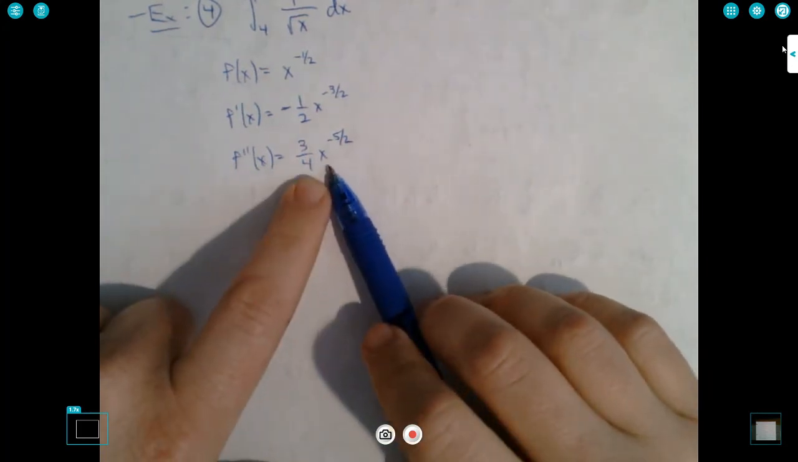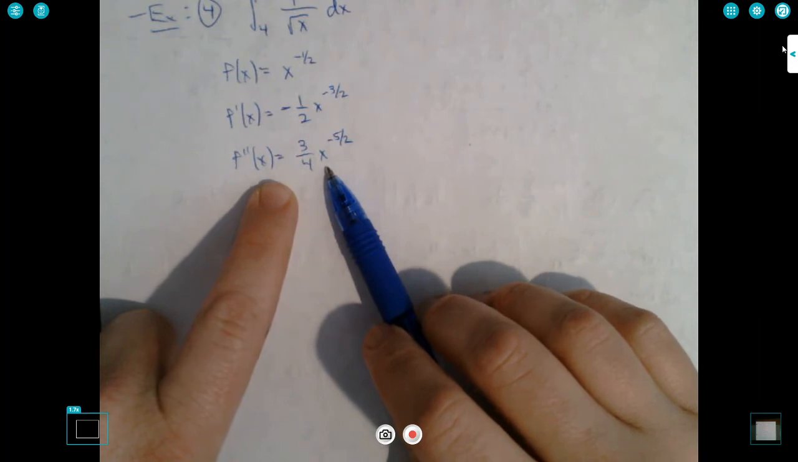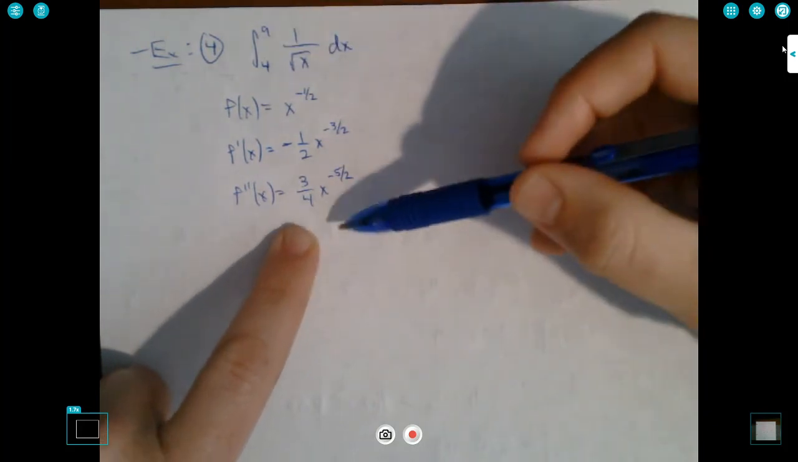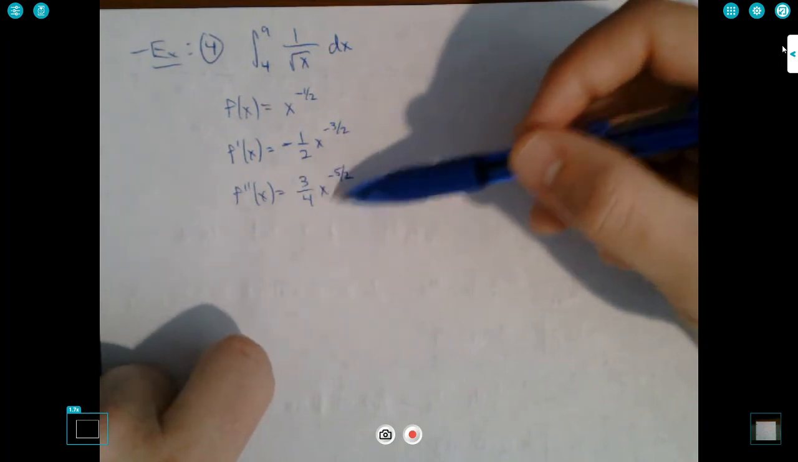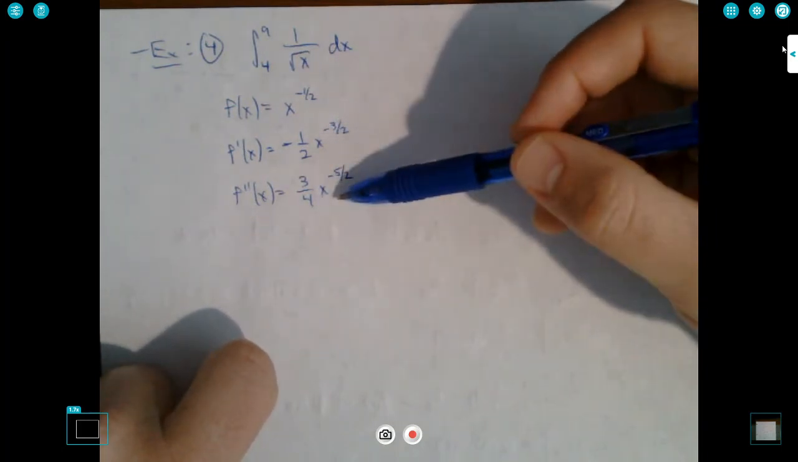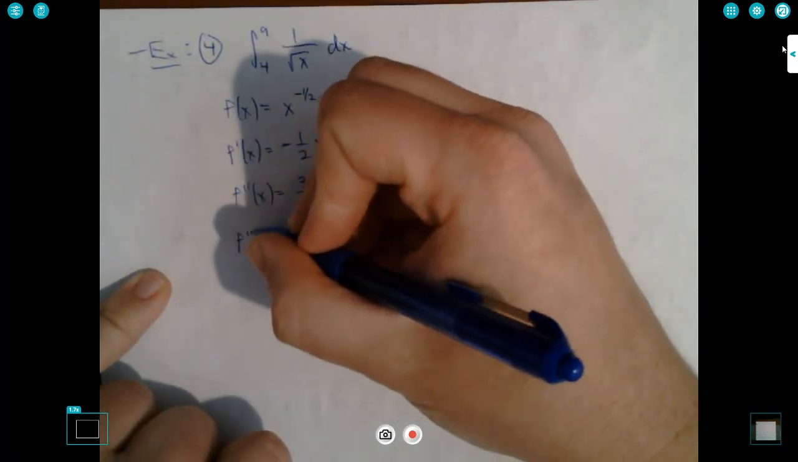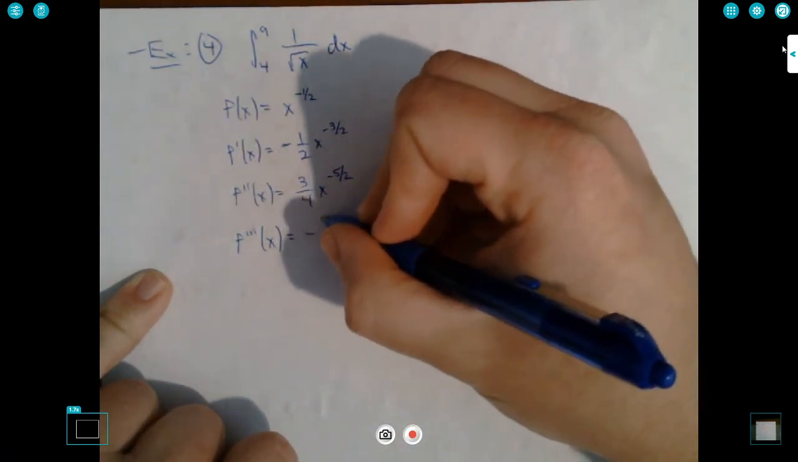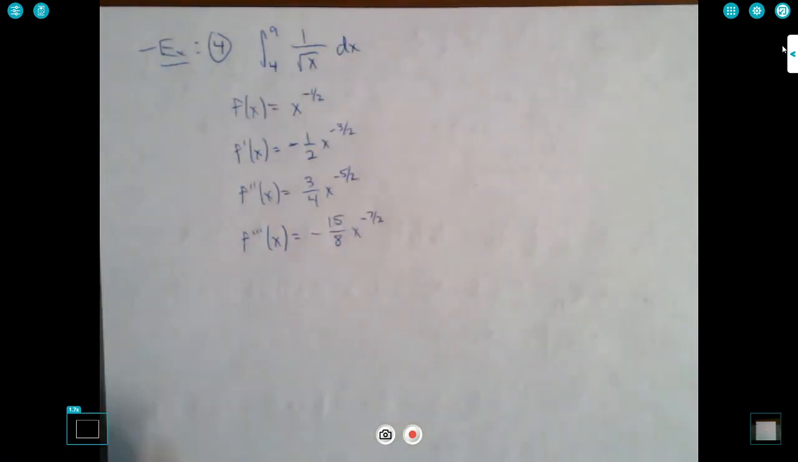By the way, this only works if f double prime is continuous, well, continuous on [a, b]. [a, b] in this case is [4, 9]. And yeah, you're not going to run into any problems. The only place you'll have problems is when x is 0, because then you'll have a 0 in your denominator, right? But you don't have a problem there, so this is continuous. So we look at f triple prime, and that's going to be negative 15/8 x to the negative 7/2.